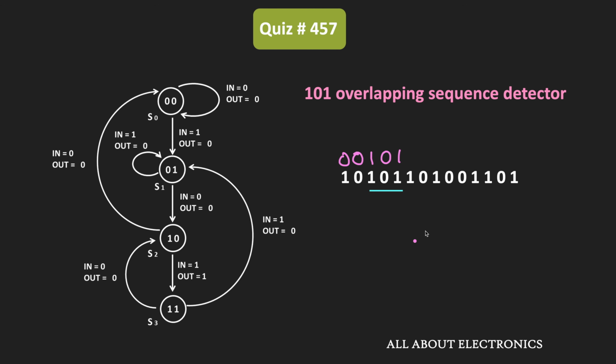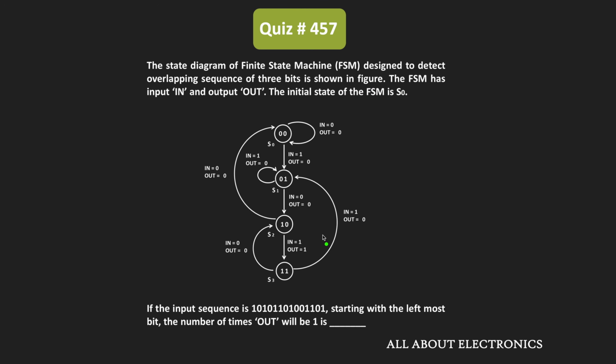Then after that, the next 101 in the sequence is over here. That means for the next 2 bits, once again, the output of the detector will remain 0. But as soon as it receives the 101, the output will become 1. And then, as you can see, once again the output of the detector will become 1 when it receives the 101 sequence. That means up to this point, the output of the detector will remain 0, and as soon as it receives the 101, once again the output will become 1. So as you can see over here, the output becomes 1 for 4 times. From this we can say that for the given question, the answer is 4.